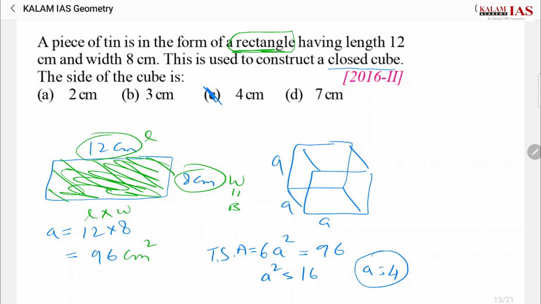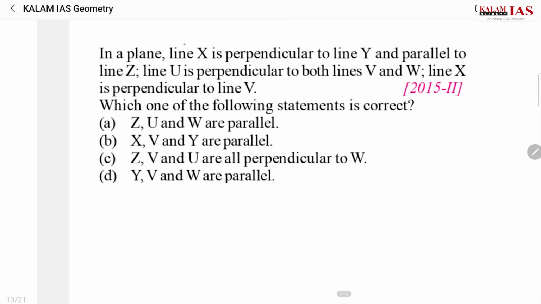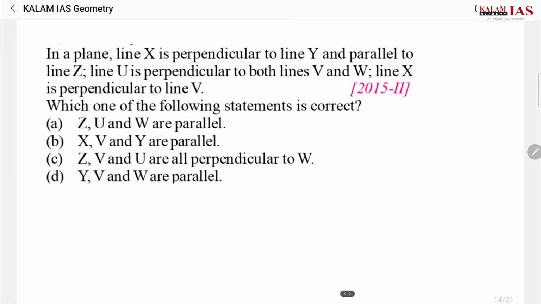Now this is used to form a closed cube. Now a closed cube will be something like this, having each side of length a. So the total surface area is 6a square, which equals 96, as both are the same. So a square equals 16 and a equals 4. I hope this question is clear. Coming to the next question. You have another 2 minutes because this will require some visualizing of things, and then we will solve this question.